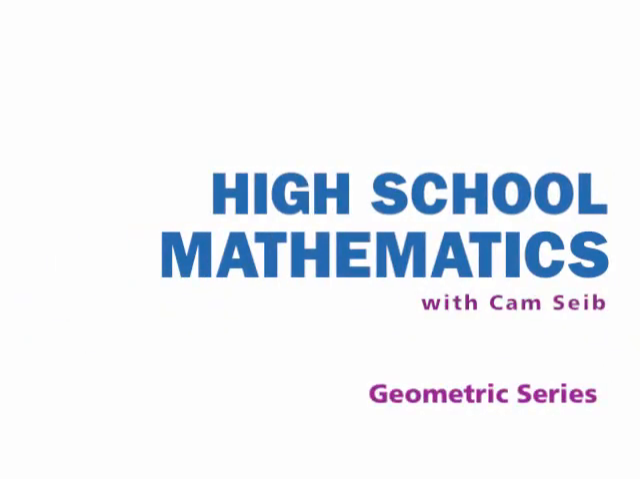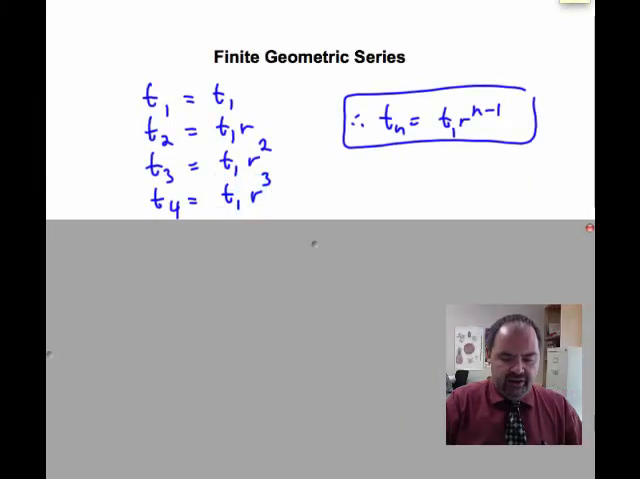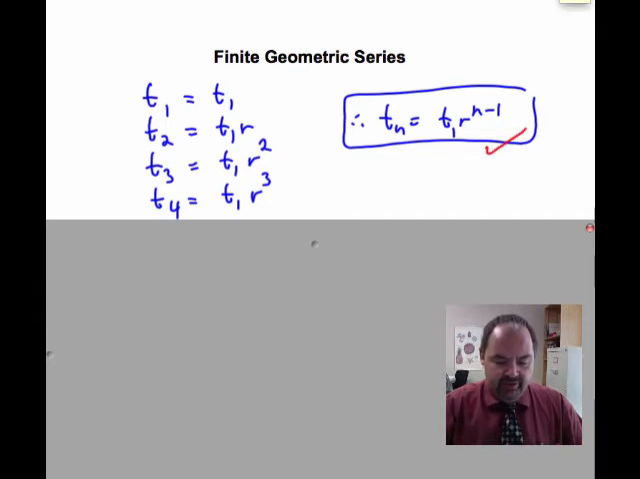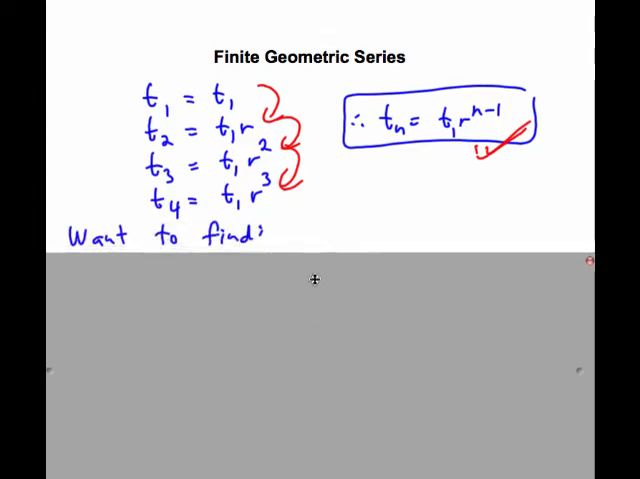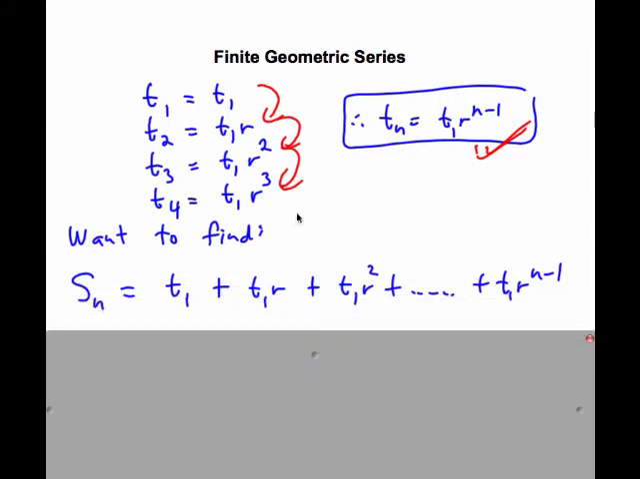Alright, we're going to move to geometric series now, and just a reminder that a sequence versus a series just means we're adding up the terms of the sequence. So we've established the formula for the nth term of a geometric sequence, and just a reminder that in a geometric sequence we're multiplying by a common value r each time to move from term to term, which gave us this formula.